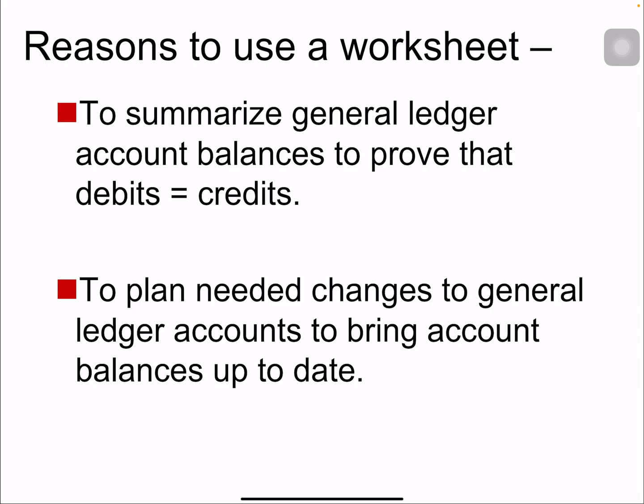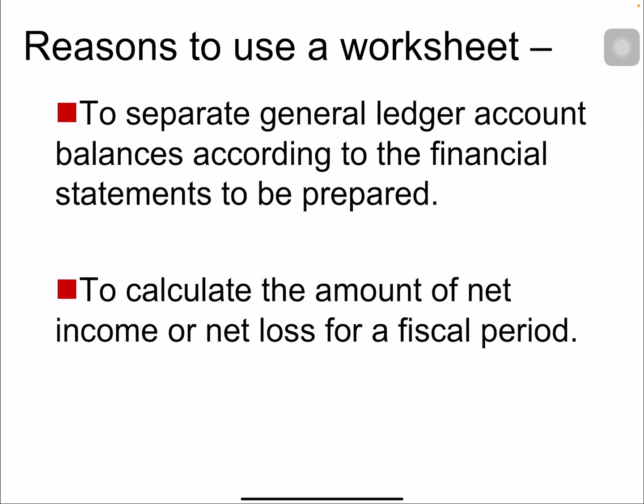Then you also need to plan changes to general ledger accounts that need to be brought up to date. There are 2 accounts that we will talk about a little later that need to be brought up to date. And then we're going to separate the general ledger accounts according to the financial statements prepared. We're going to prepare a couple of financial statements so that the business owner understands what's going on in the business. Another reason for the worksheet is to calculate the amount of net income or net loss for a fiscal period. We need to find out, did we make some money or did we lose money?